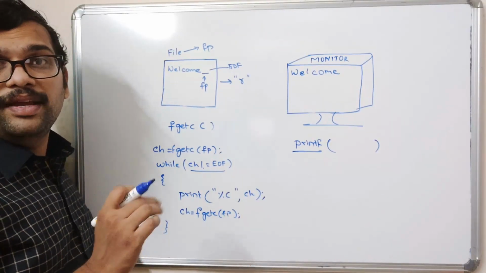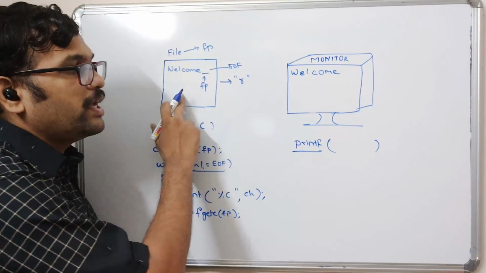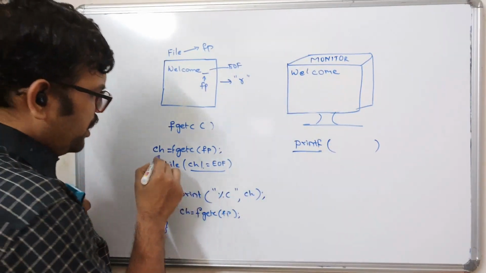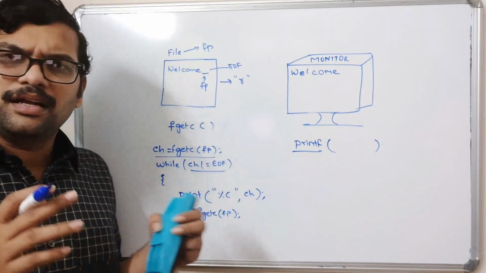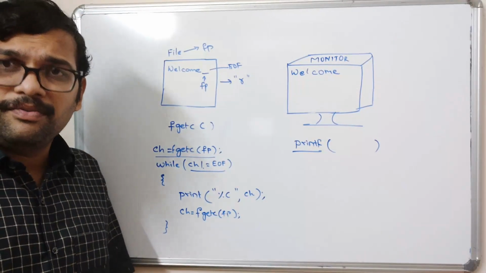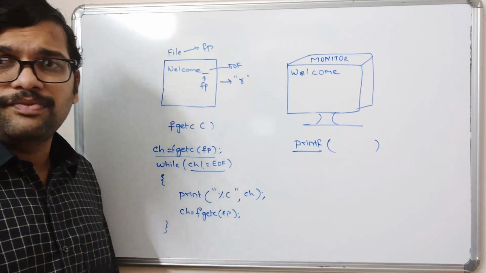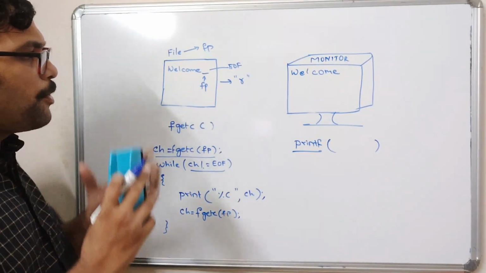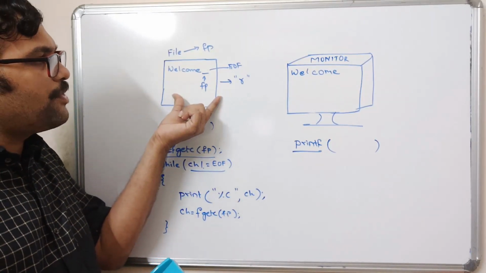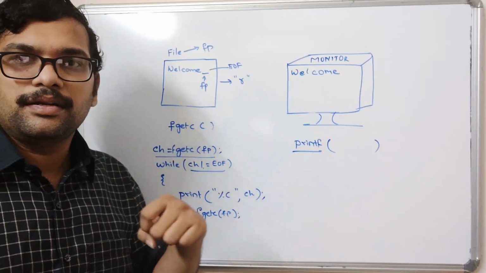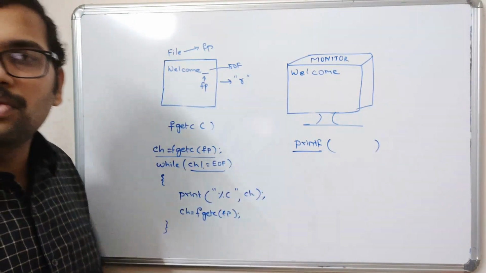So this is how we can read the data from the file and write the data onto the desktop. These are not the only functions to read and write characters. We also have different functions, like the gets function and the puts function. We can use any function, but the process is that we read the data from the file and write the data onto the monitor. So this is how we can do the process.